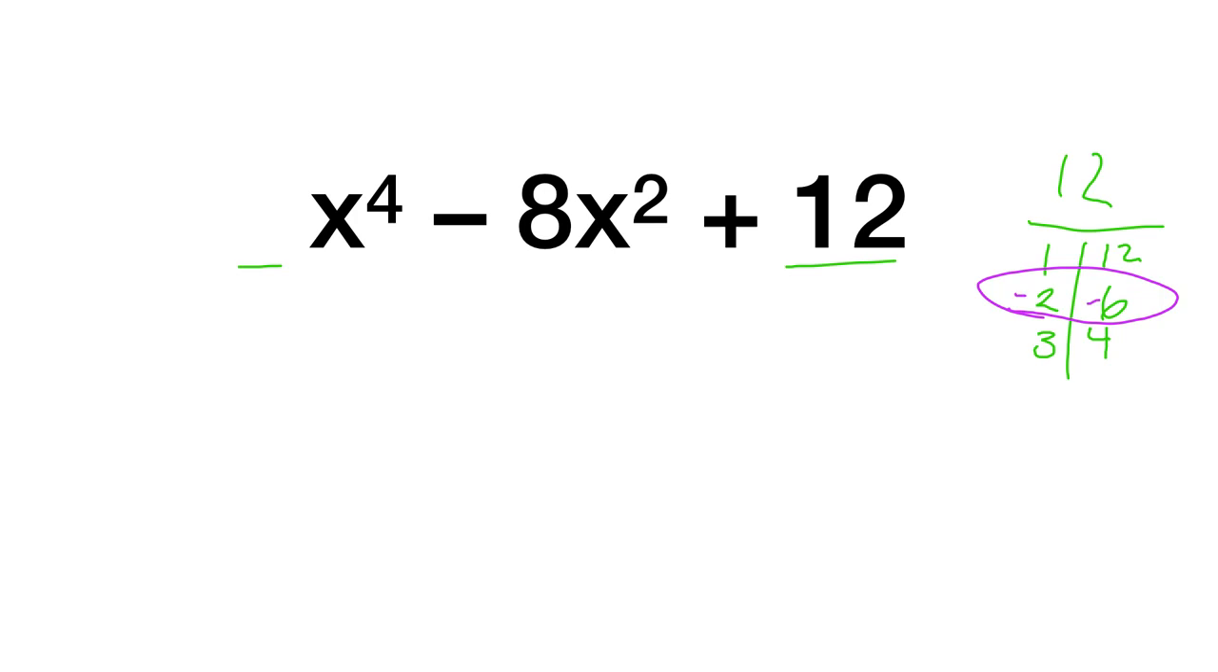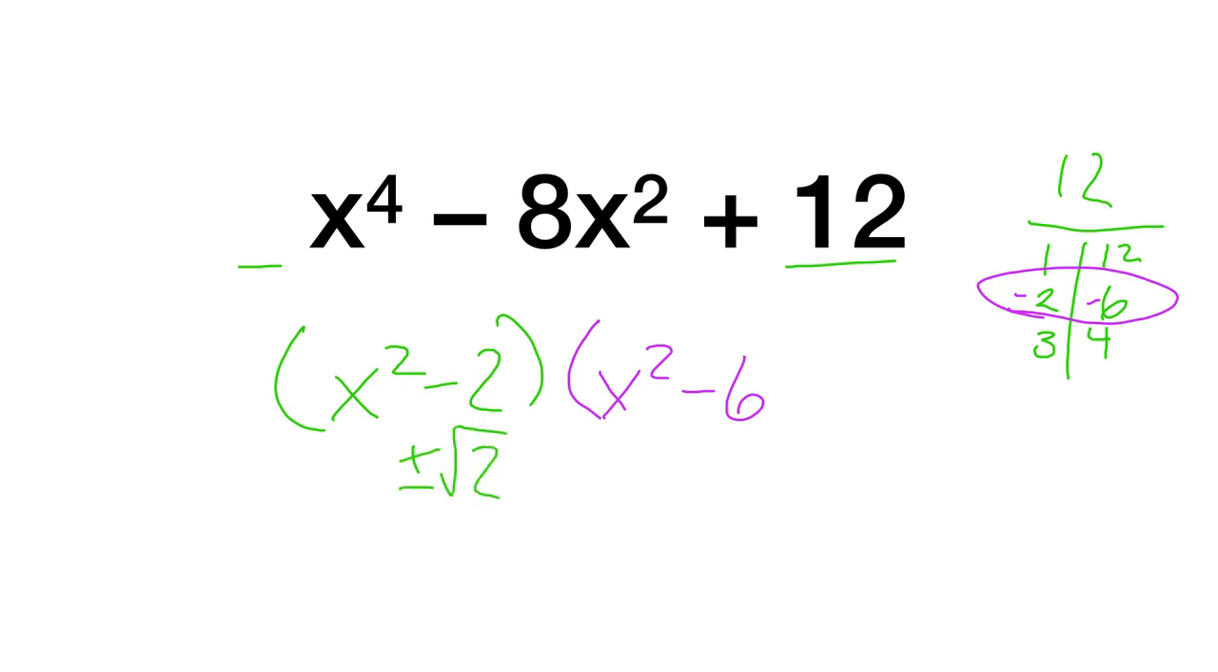So that becomes x squared minus 2 times x squared minus 6. That means my answers are going to end up being plus or minus the square root of 2 or plus or minus the square root of 6.